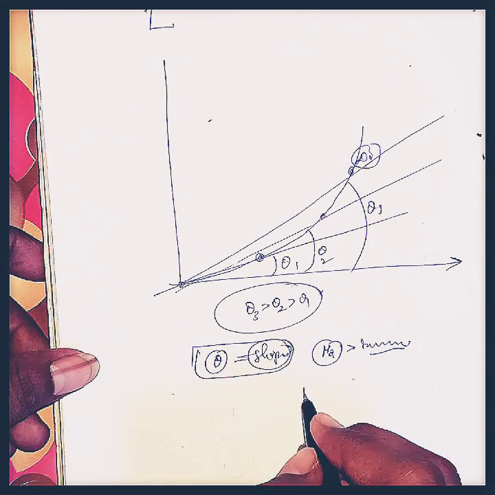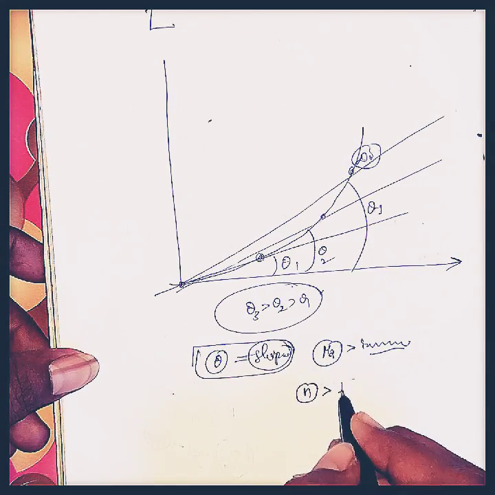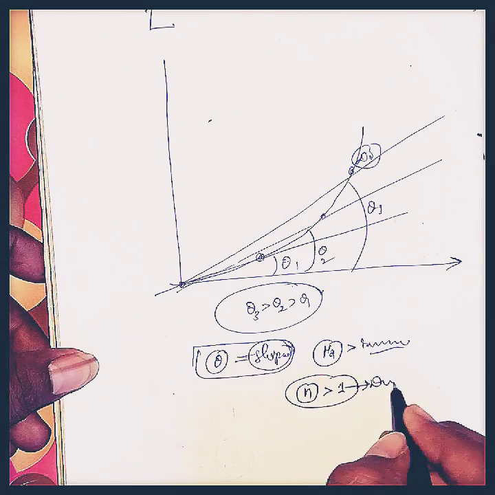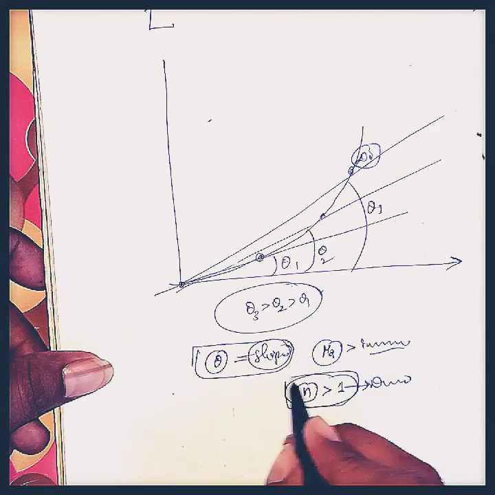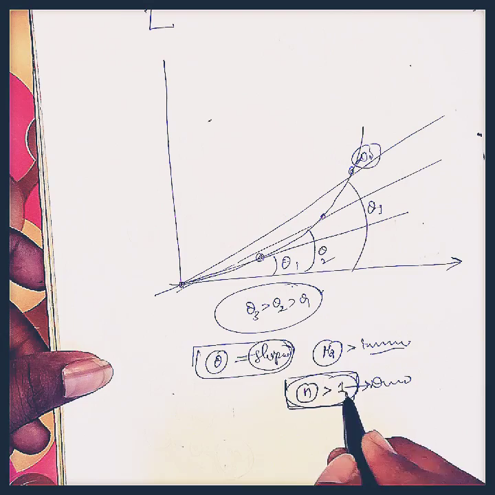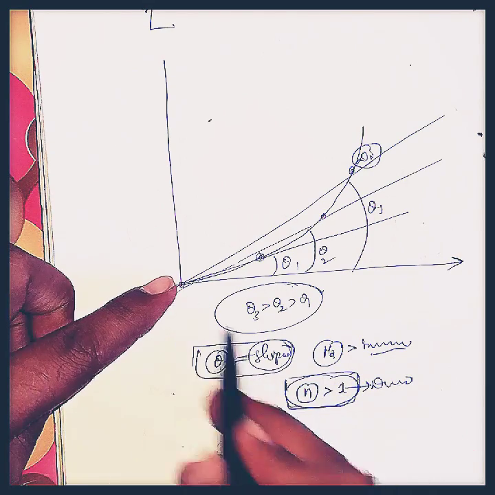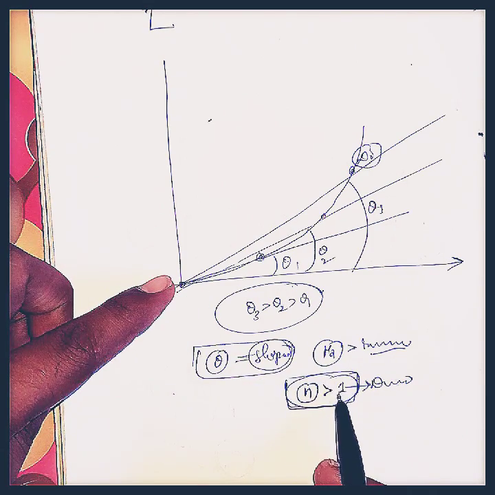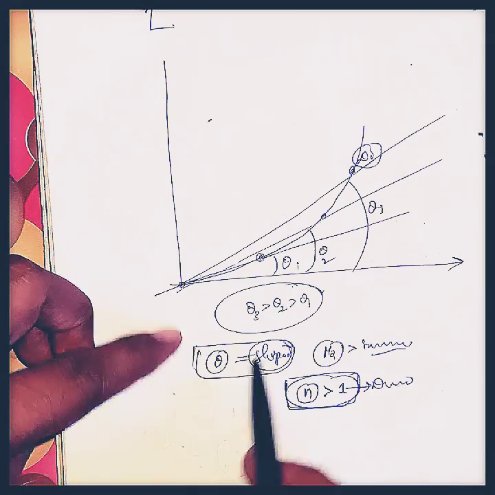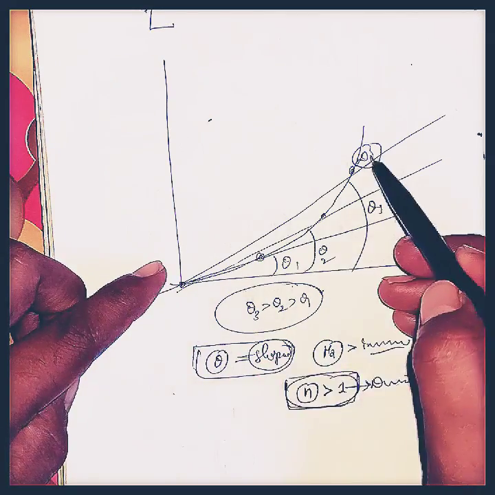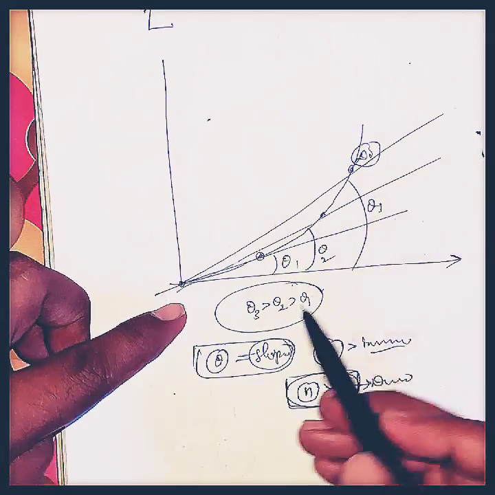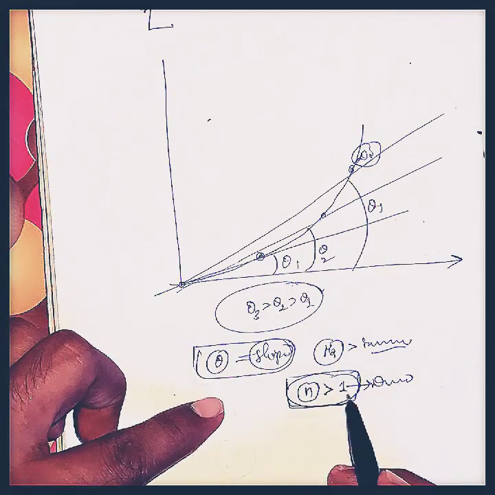So the value of flow index n is greater than 1 for dilatant fluids. Please remember this important point: n is greater than 1 for dilatant fluids. Why n is greater than 1 means the slope of the tangents drawn on this dilatant fluid curve keeps increasing, so the value of n is greater than 1.